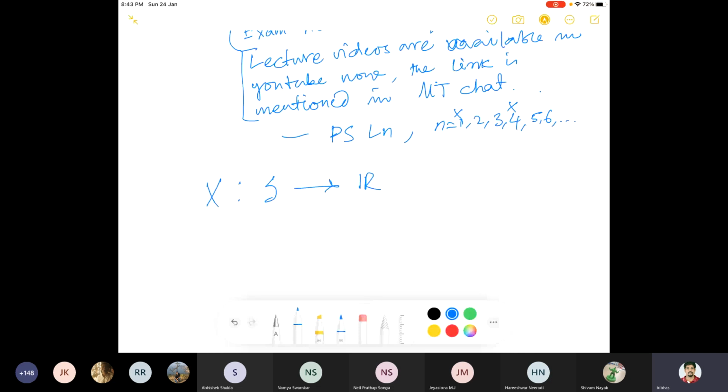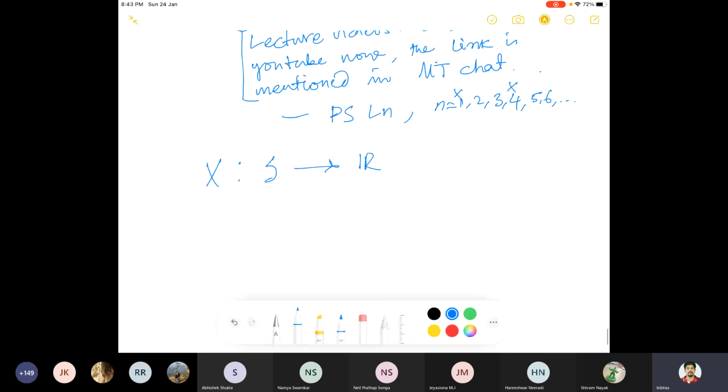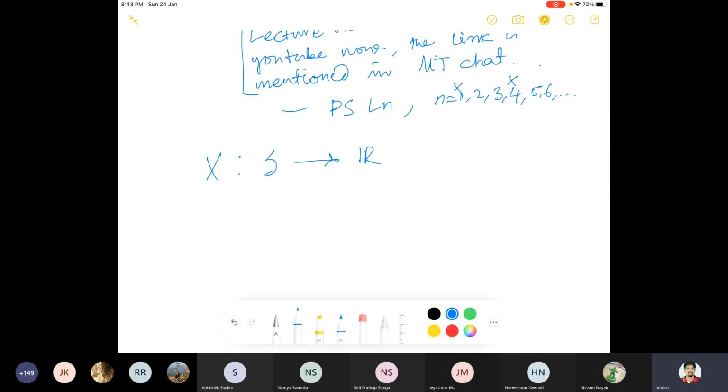The purpose of introducing this variable is to associate, or assign, numbers to the sample points. Sample points could be anything.